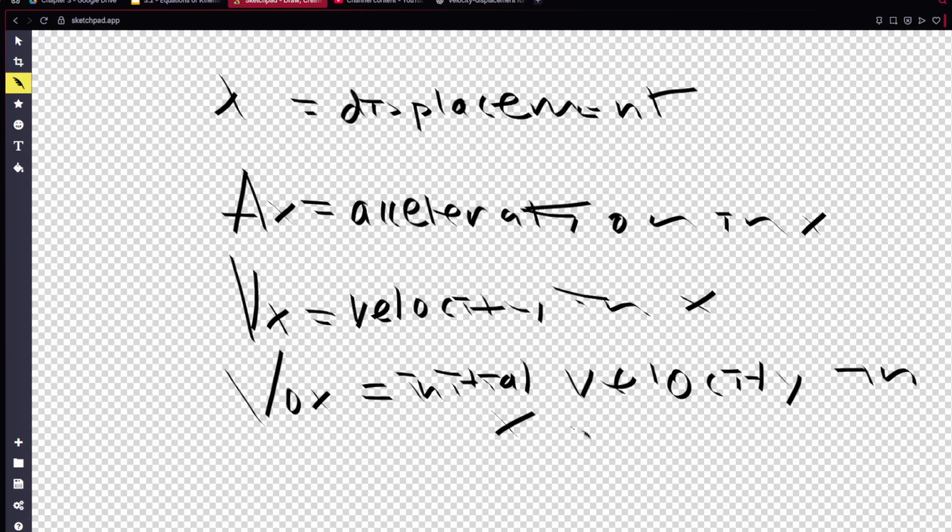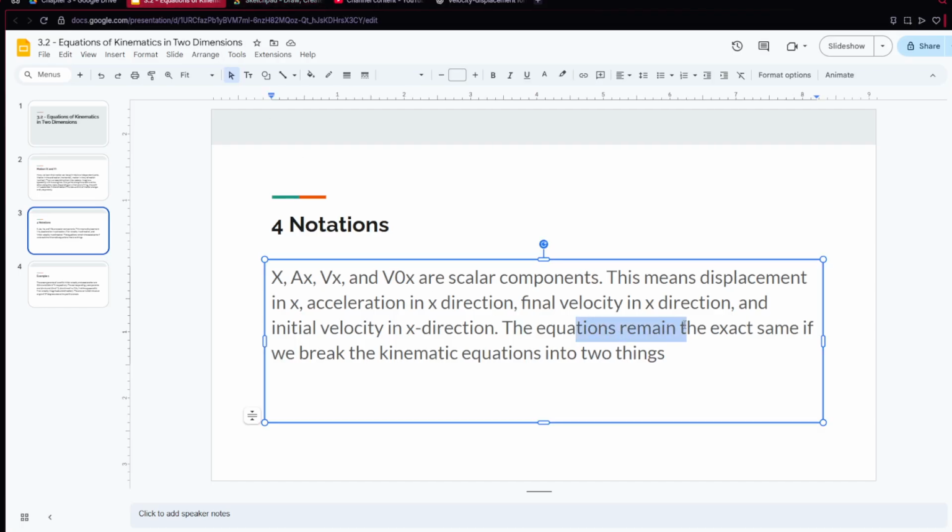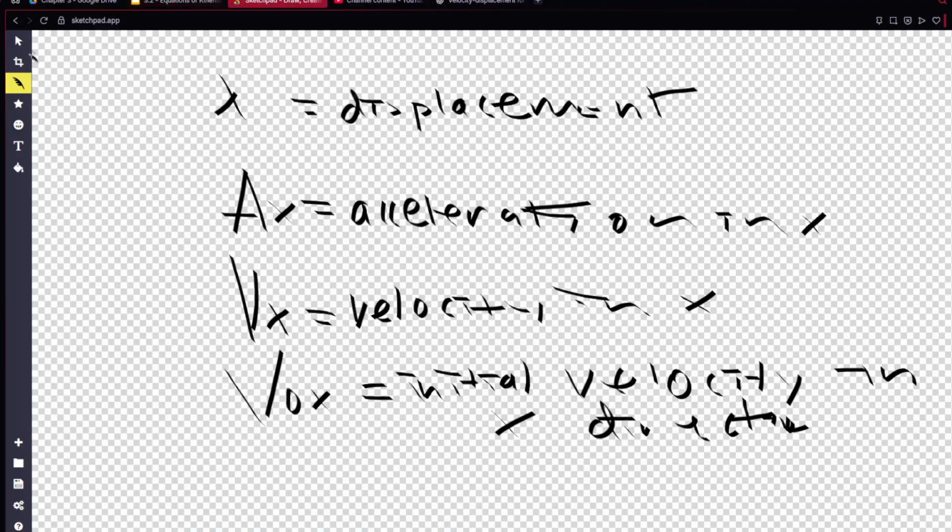That's pretty self-explanatory, all these terms. These are the terms we'll be using here. These equations remain the exact same if we break the kinematic equations into 2 things. So let's go over the kinematic equations real quick.